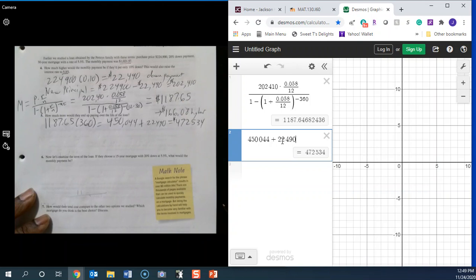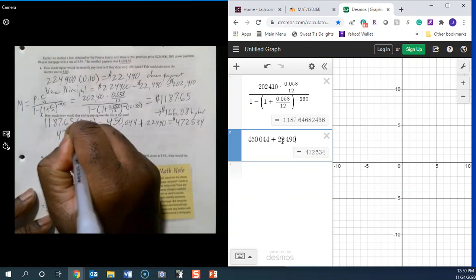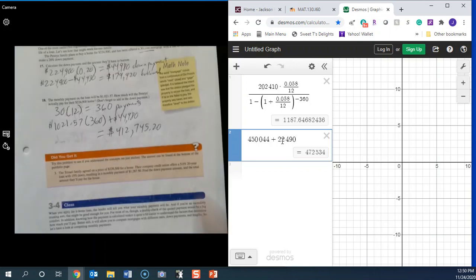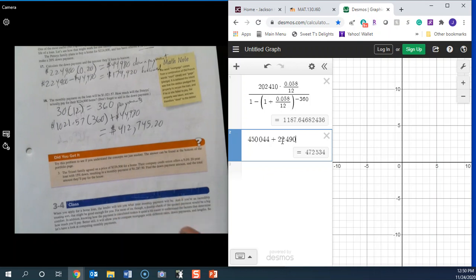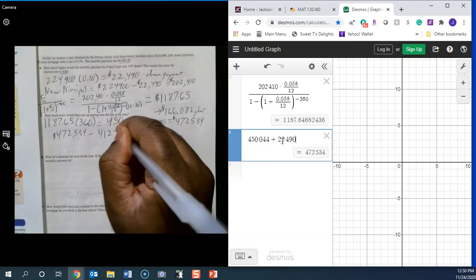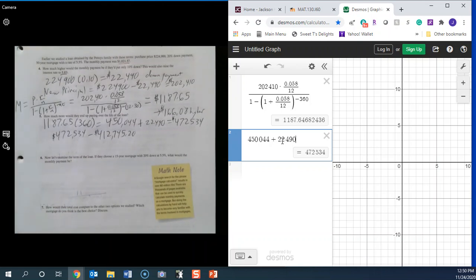Okay, next. And then we would take this value here and we would subtract how much we paid for the 20% down. Now we need to go back to where we found out the actual cost. If you look back on page 257, the actual cost was $412,745.20. So we would subtract these two values.